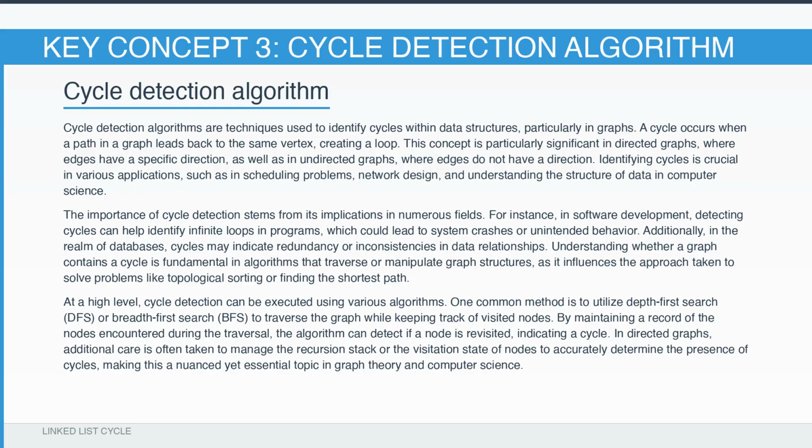To find cycles, we often use traversal methods like depth-first search, DFS, or breadth-first search, BFS. These algorithms track visited nodes during traversal. If a node is revisited, we've found a cycle. In directed graphs, we must carefully manage node visitation states, as detecting cycles can be quite nuanced. Understanding these algorithms is fundamental to effectively working with graph structures in computer science.